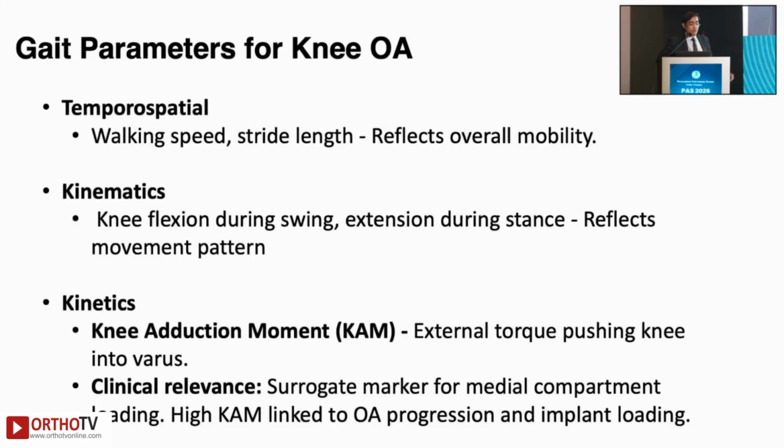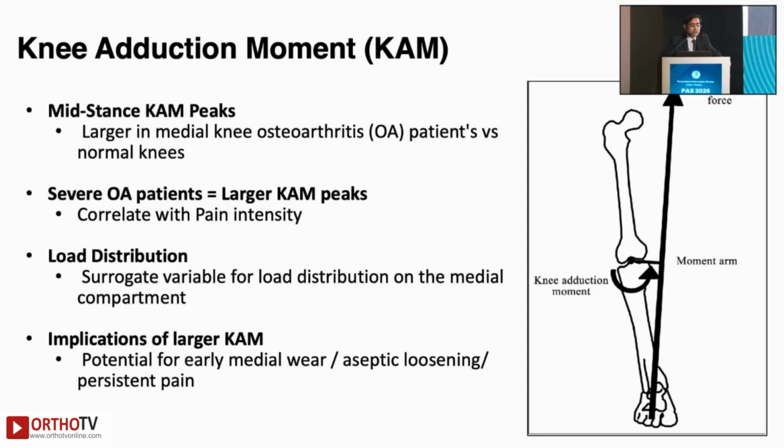The gait parameters for knee OA are temporospatial, which are basically walking speed and stride length, which reflect the overall mobility. The kinematics are the knee flexion during swing and extension during stance, and reflect the movement pattern. The kinetics is the knee adduction moment, which is the external torque pushing the knee into varus. The clinical significance of the knee adduction moment is that it's a surrogate marker for medial compartment loading, and a high KAM is linked to OA progression and implant loading. Right. So in mid stance, if you have a larger KAM, the patients would have more pain. The load would be much more. It's a surrogate variable if you're doing a kinematic analysis, and it has implications also, right?